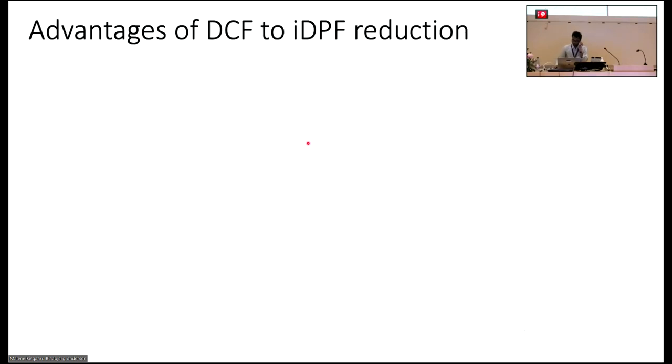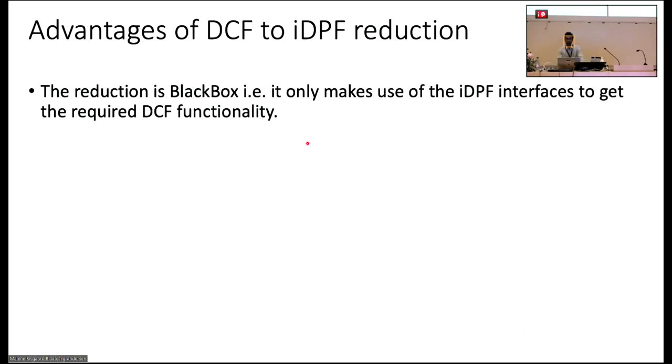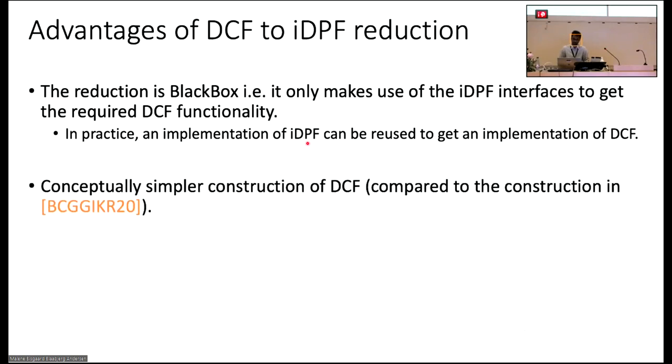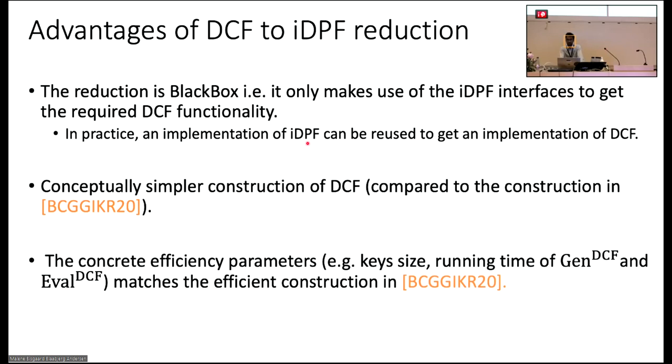So the advantage of our DCF to iDPF reduction is that this reduction is completely black box in iDPF. Basically, it makes use of iDPF interfaces in a black box way to get the required DCF functionality. This means that in practice, you can implement your iDPF and reuse the same implementation to get a DCF functionality. We also see this as a simpler construction compared to the DCF construction in previous work by Boyle et al. And the concrete efficiency parameters like key size and running time of Gen and Eval match the efficient construction in prior work by Boyle et al.